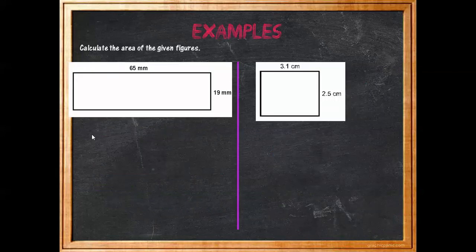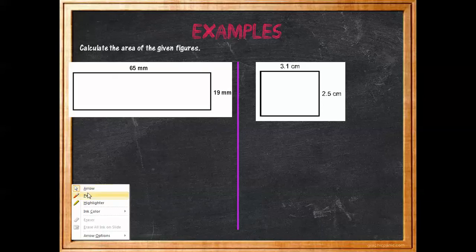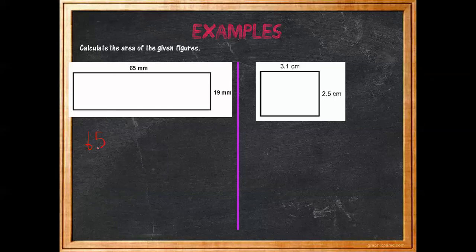So for some examples here, if we're given this rectangle right here, we know that this length is 65 and this one is 19. So we're going to take 65 and multiply it times 19. And that's going to give us 1,235. So we would say that the area equals 1,235 millimeters squared.